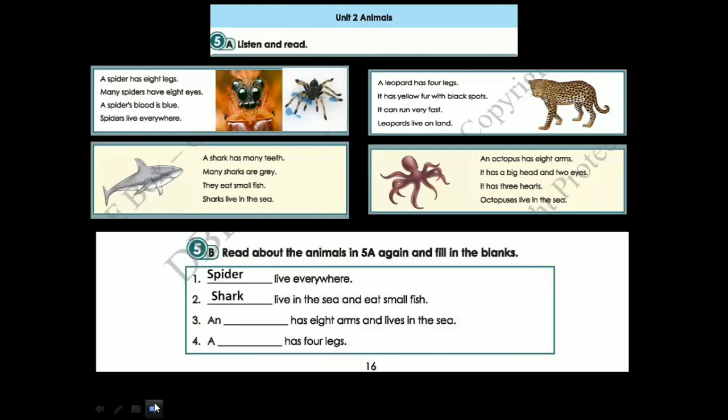Yes, shark. And number three, blank has eight arms and lives in the sea. What animal is it? Yes, an octopus. Spell for me, octopus. Thank you. Number four, a blank has four legs. Look at the picture. Who has four legs? Yes, a leopard. Okay, spell for me, leopard. Thank you, great job. So you are correct.